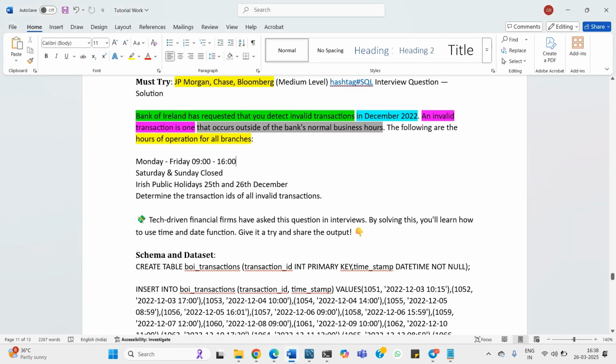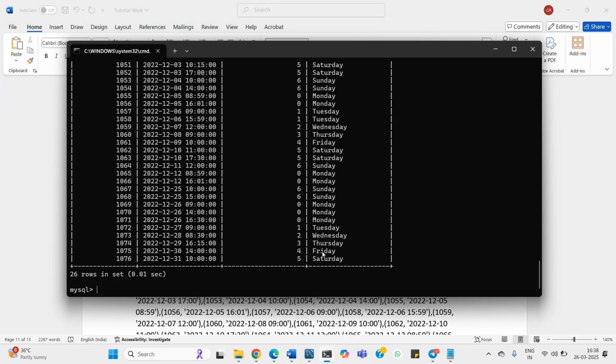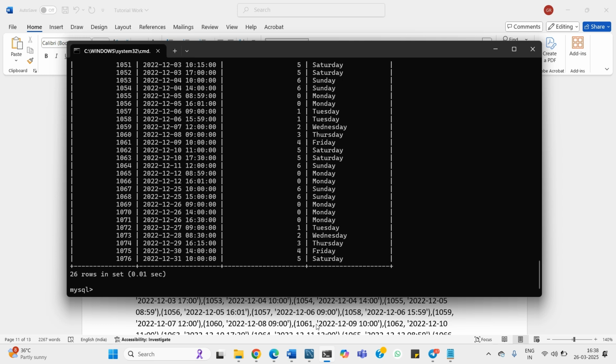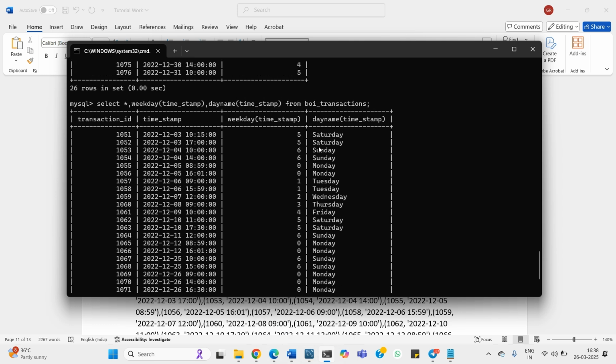So first it says that Monday to Friday is 9 to 16. So Monday to Friday is 0 to 6. You can see in weekday Monday is 0 and Friday is 4. So we need only those days which are 0 to 4. So for filtering out the days which are Saturday and Sunday, we have to filter out these days, 5 and 6.